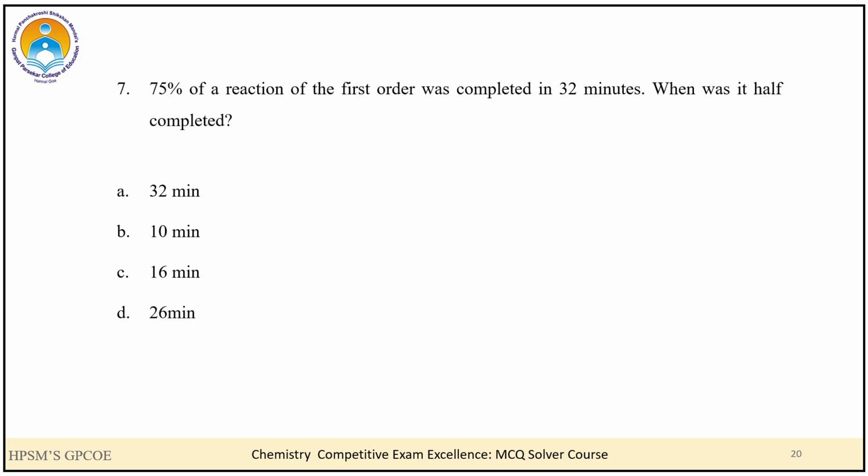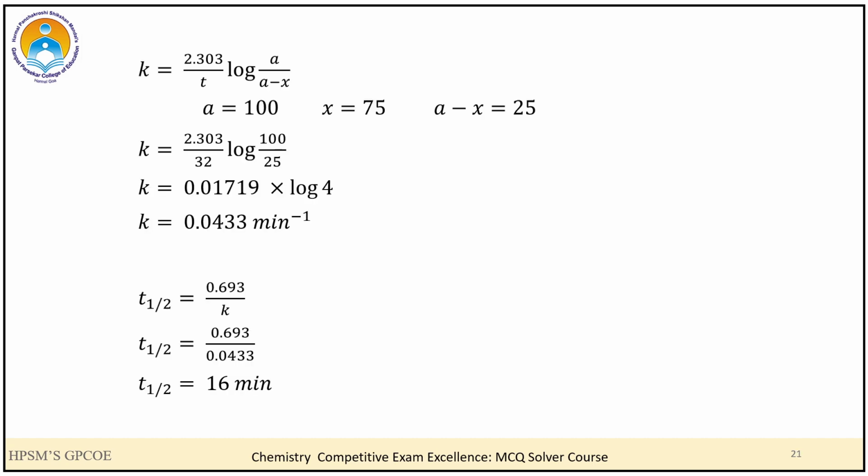Question 7. 75% of a reaction of a first order was completed in 32 minutes. When was it half completed? The 4 options are 32 minutes, 10 minutes, 16 minutes and 26 minutes. Solution. K is equal to 2.303 divided by T log of A upon A minus X.